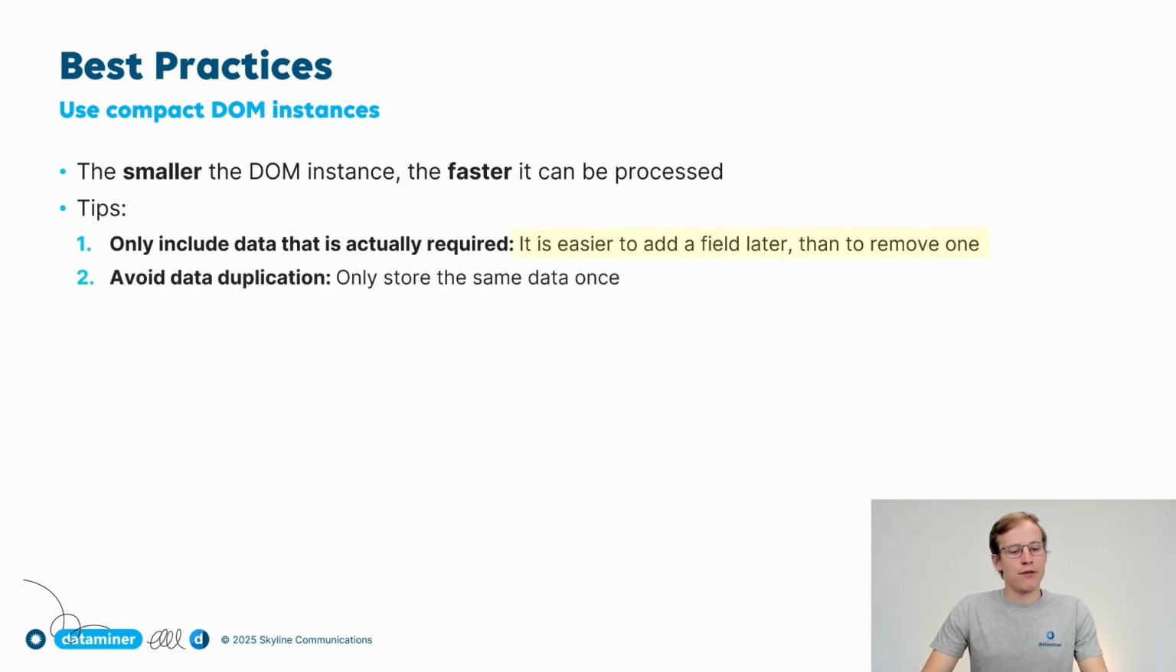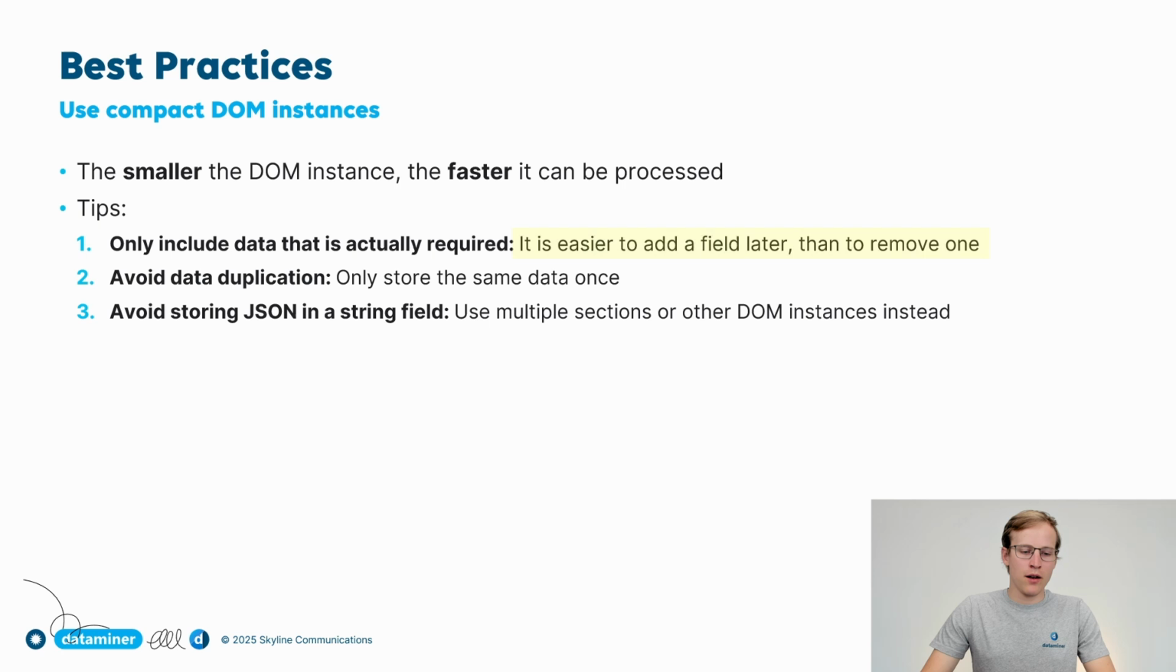A second thing is to avoid data duplication. It's similar to the first one, to minimize the amount of data stored, but by avoiding data duplication, you store the data only once, and that way you also don't have to keep things in sync. Another thing that we have actually seen in the field is that people start storing full JSON text in a string field.